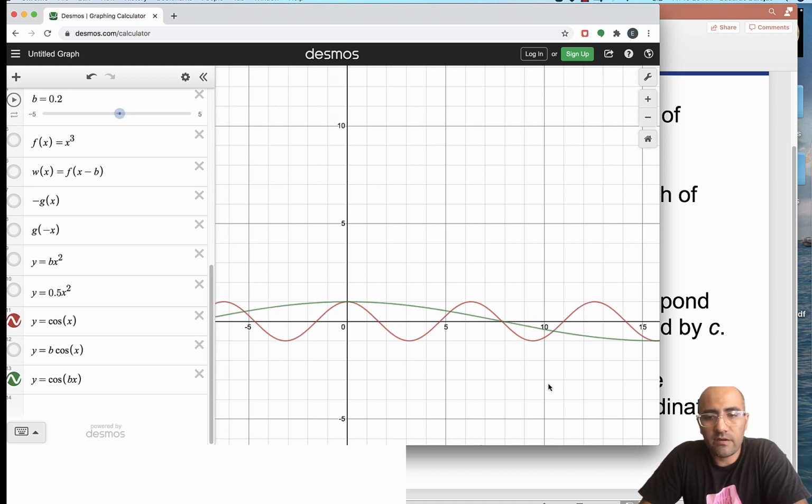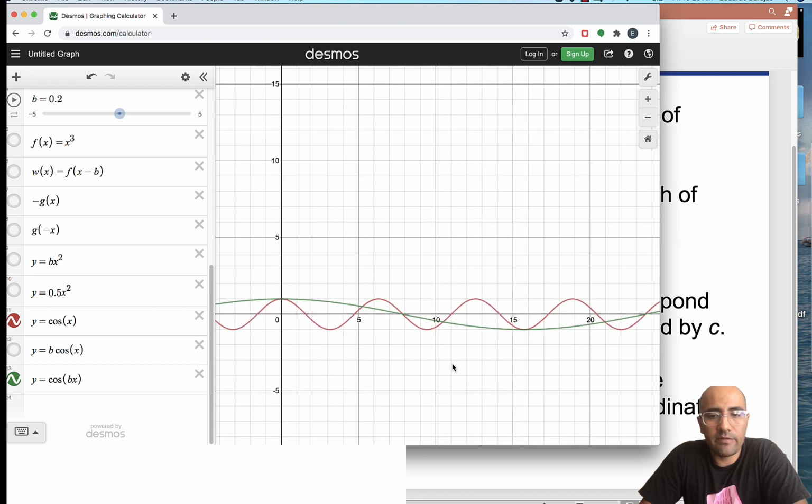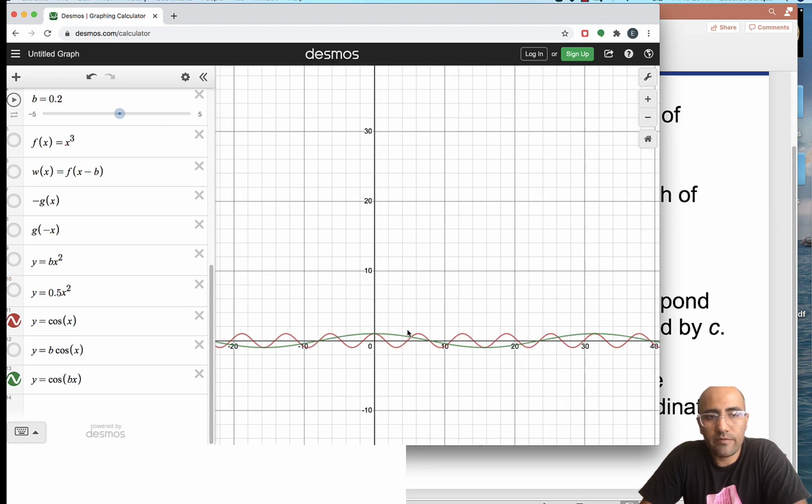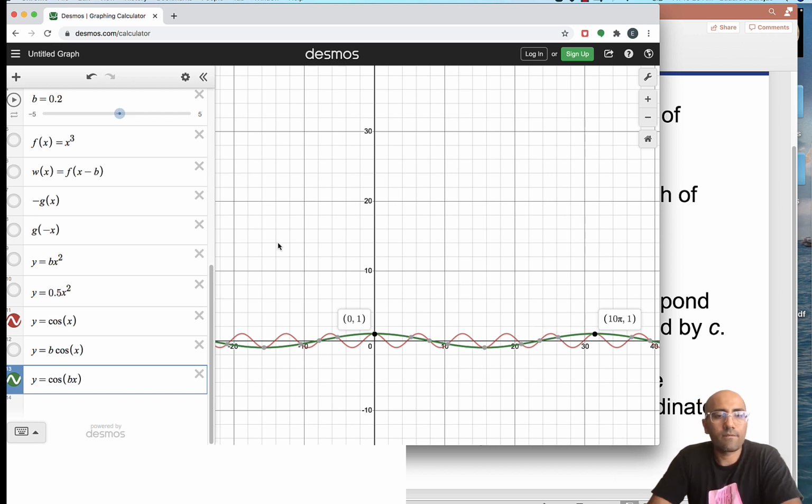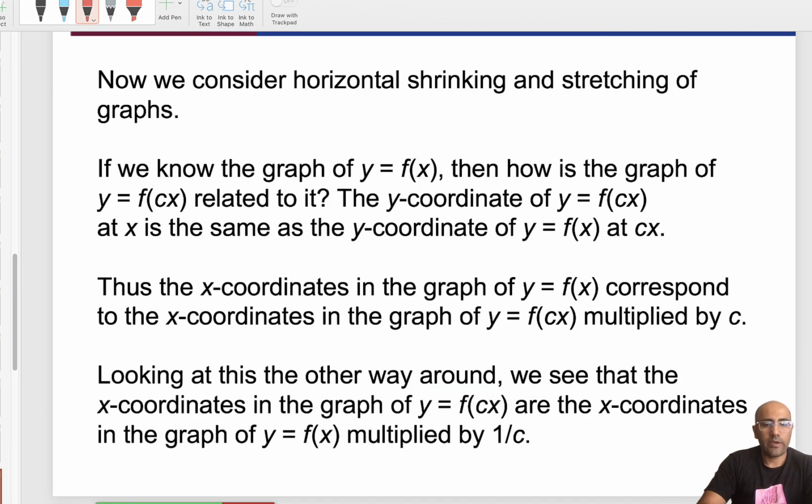So you see here we have to go way out to see one period of cosine. One period of cosine is all the way out from 0 to 10 pi, and that's where b equals 0.2. So this is cosine of 0.2x, the green one. And in that same space, we could have done 5 periods of the regular cosine. Any questions? No? Okay, going back to this thing then.